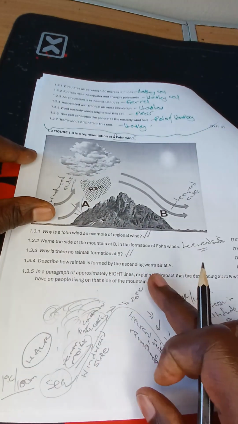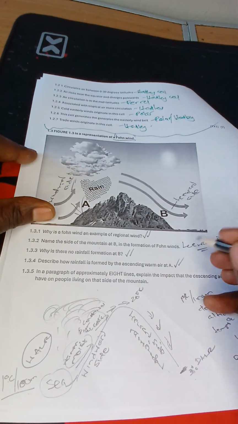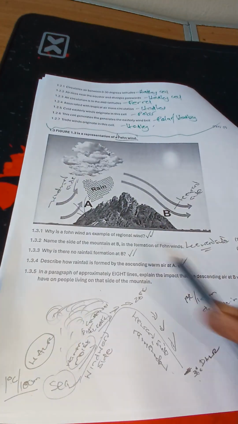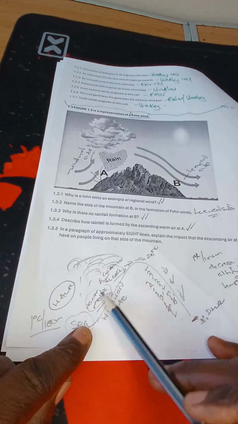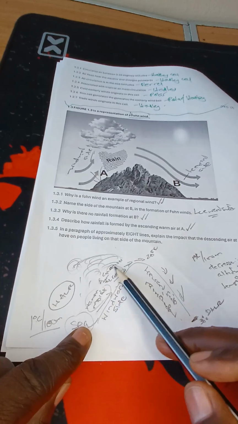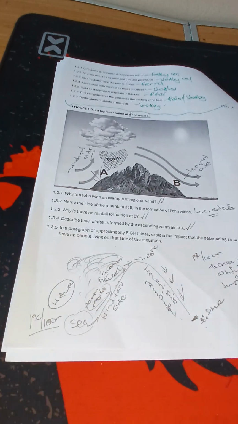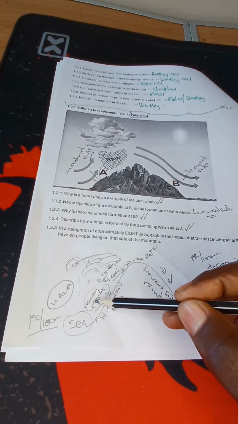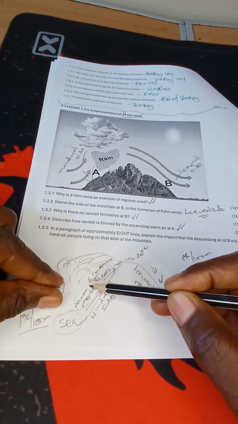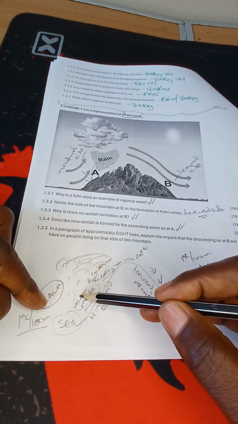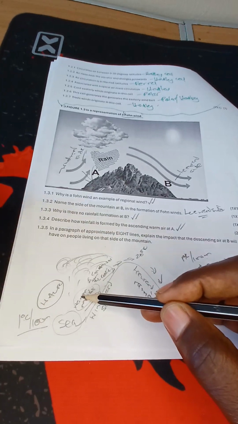Describe how rainfall is formed on the ascending warm air at A. What is happening at A? There's warm moist air. What does it do on the windward side? It rises, cools, condenses, clouds form, then we have got rainfall. Remember, we talked about the wet adiabatic lapse rate: for every increase in altitude of 100 meters, the temperature drops by 1 degree Celsius. So this warm moist air, laden with moisture, rises, cools, condenses, clouds form, then we have got rainfall on the windward side. This is what happens.